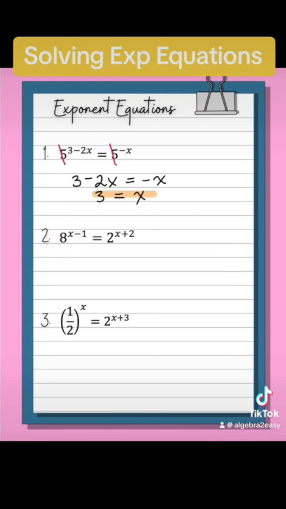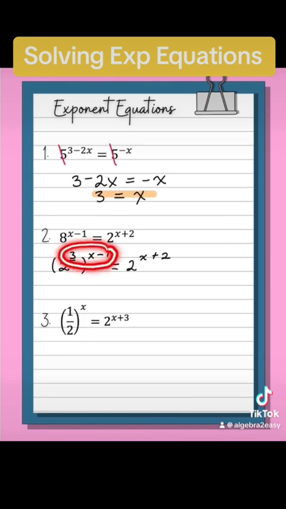Always pick the larger of the two numbers and ask yourself, could I change this to 2 raised to some power? 2 to what power would give me 8? Well, that is 2 to the third power. And then we still have the x minus 1, and it's still equal to 2 to the x plus 2 power. So now remember your exponential properties.